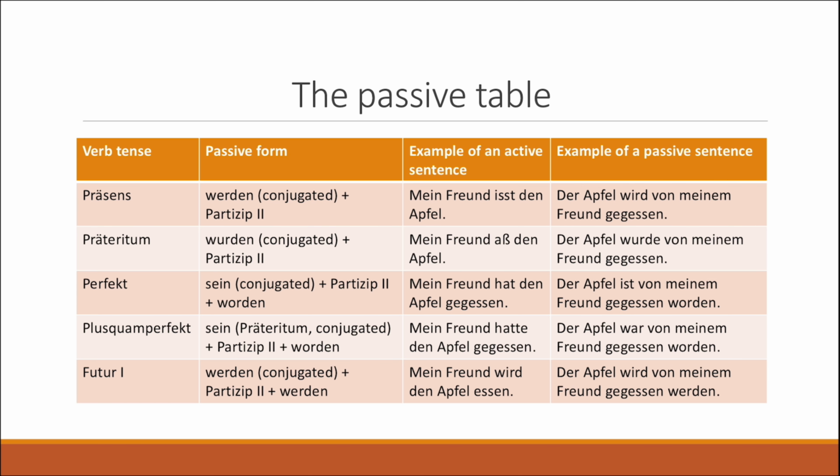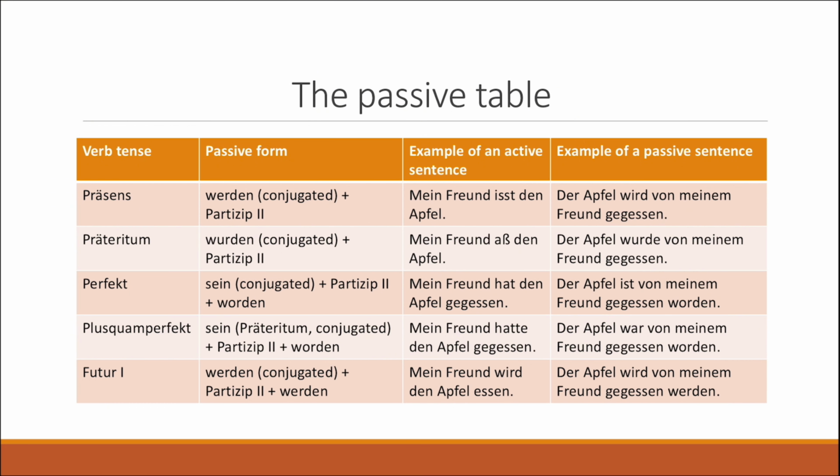Let's consider the Plusquamperfekt. The passive form is very similar to the one we talked about for the Perfekt. We're first going to conjugate sein to the Präteritum, and it's going to be followed by the Partizip 2 and by worden. So for example, the active sentence, mein Freund hatte den Apfel gegessen, is going to become, der Apfel war von meinem Freund gegessen worden. So we have war, which is the Präteritum conjugated, gegessen worden.